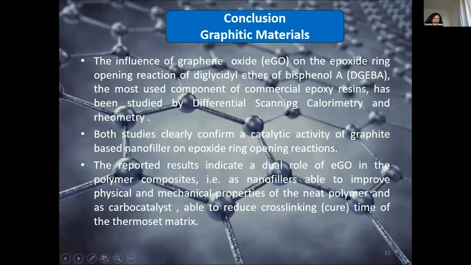So in conclusion of this first part, I want to point the attention to the fact that the influence of graphene oxide on the epoxy ring opening reaction of a commercial epoxy resin was studied by differential scanning calorimetry and rheometry, and both studies confirm a catalytic effect of the graphite-based nanofiller on the epoxy ring opening reaction. These results indicate a dual role of EGO in the nanocomposite, not only as a loading filler that can act on the mechanical properties of the final system, but also as catalyst for the reaction.